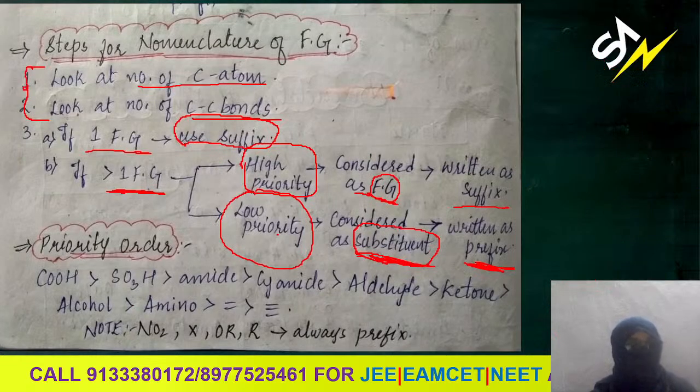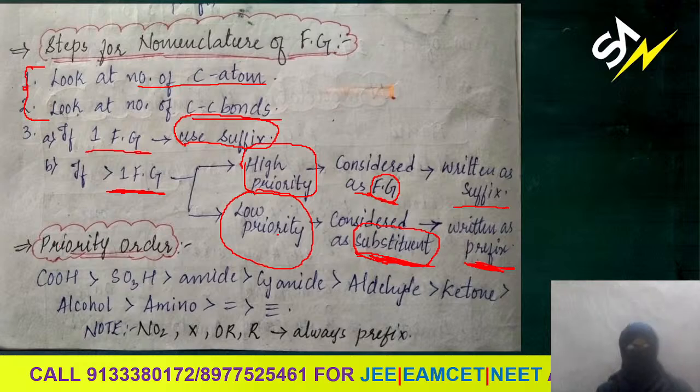Right, so there are 3 steps. The first step is carbon atoms. The second step is bonds. The third step is functional group checking. If you find one functional group, please use suffix. If you find more than one functional group, please arrange according to the priority order. The one which has the highest priority will be considered the functional group, written as suffix. The ones which have lower priorities will be considered substituents or attachments, always written as prefixes. I hope 2 things are clear to you: one is the list and the next is the steps. Again, you need to memorize these 3 steps and keep them in mind whenever you are writing the name of any functional group.